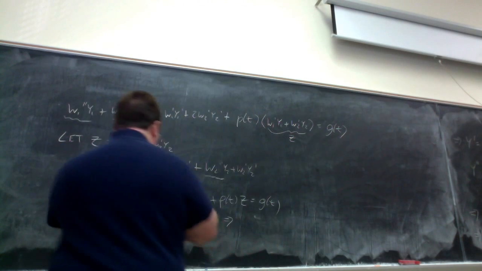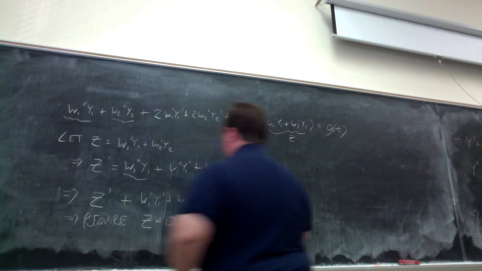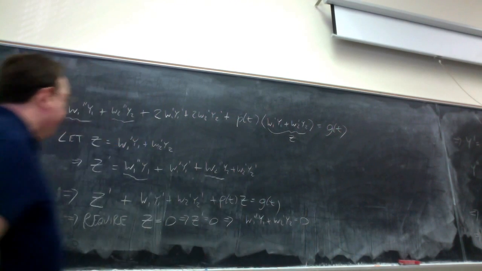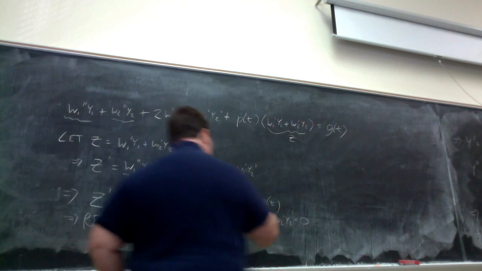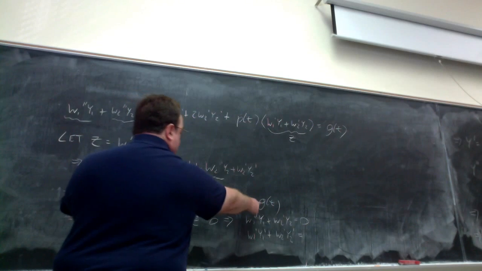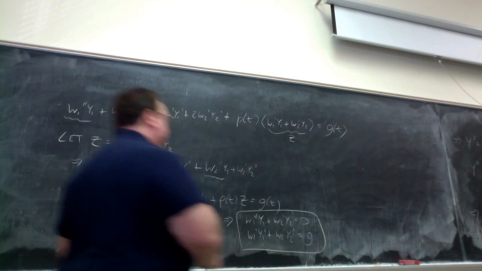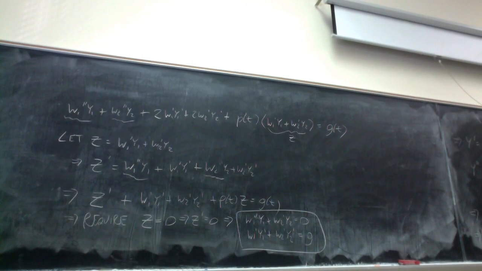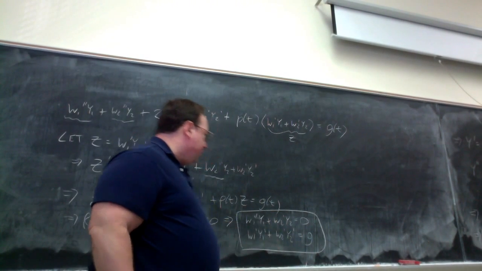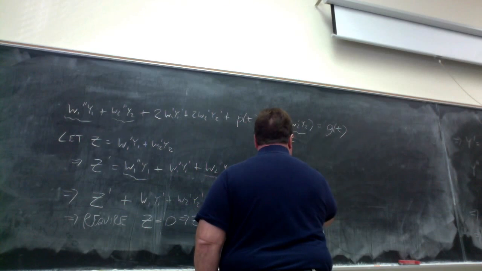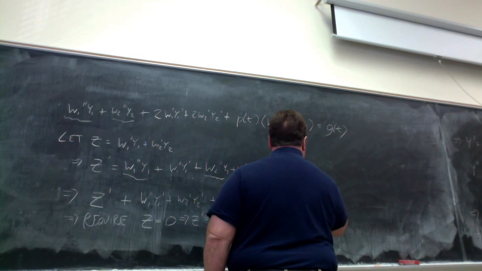Well first, Z equals 0, this is Z. So I'm going to write out what that means. W1 prime y1 plus W2 prime y2 is 0. So that's Z. And then, with this gone, I have W1 prime y1 prime plus W2 prime y2 prime. This is gone. G of t is all that's left. So now I have a system of two equations in two unknowns. My two unknowns are W1 prime and W2 prime. My coefficients are y1 and y2 in the first equation, y1 prime, y2 prime in the second equation. So what we can do is solve for W1 prime and W2 prime.